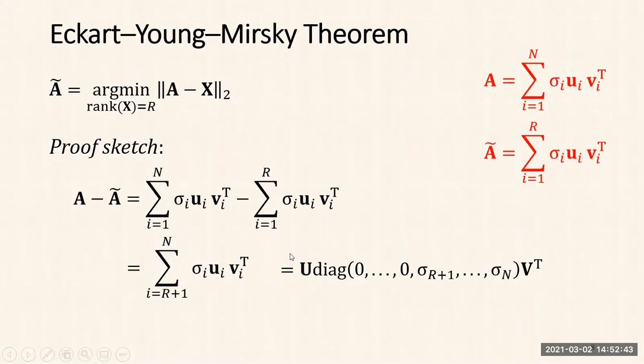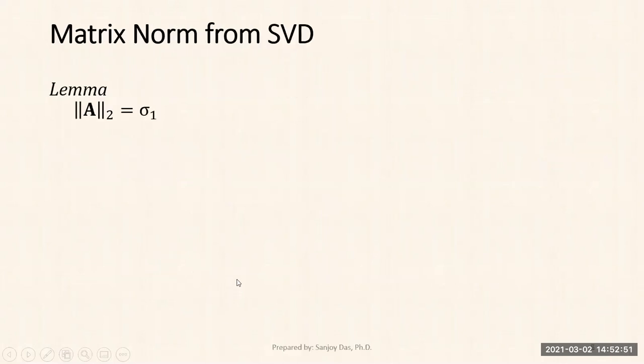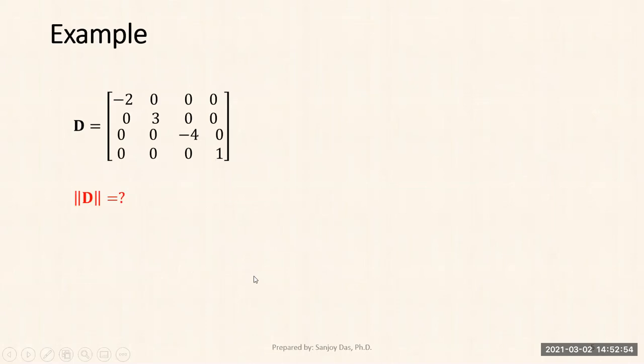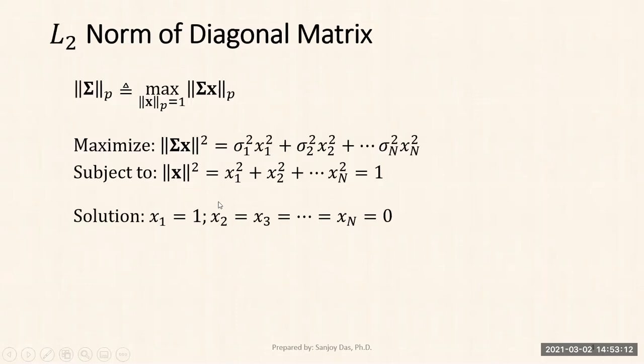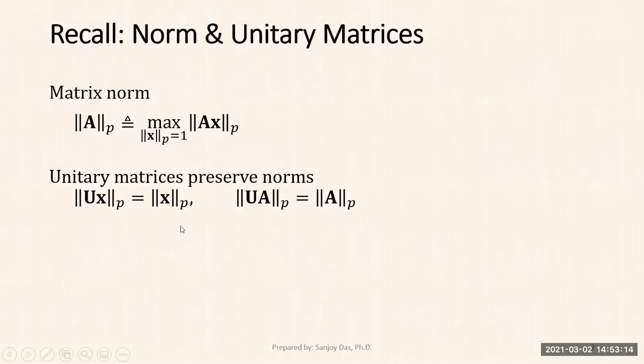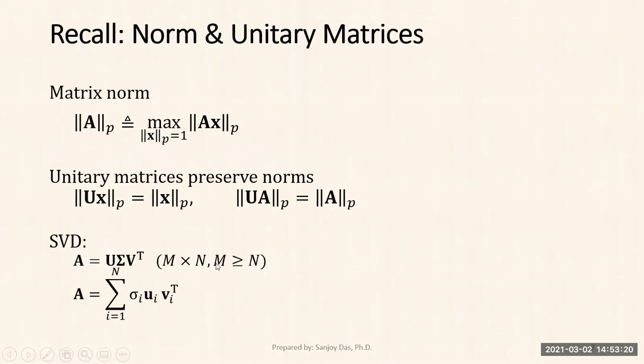Okay, and what's the L2 norm of this? Remember, how do we get the L2 norm? I looked at which one was numerically the highest. 4 was the highest. I took the absolute values of all the diagonal elements, and the largest was 4. And we also know that unitary matrices preserve norms.